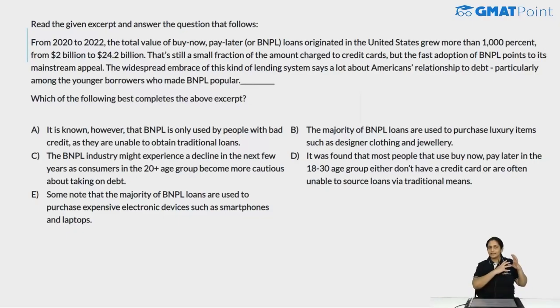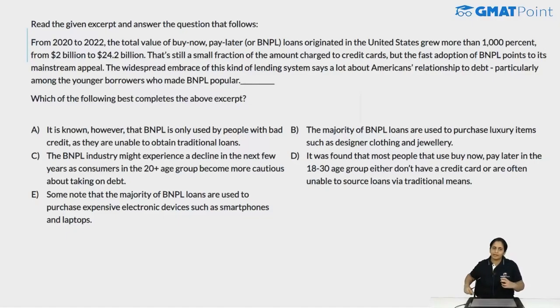So essentially, the entire paragraph is about the rising popularity of BNPL loans and how this points to Americans' relationship with debt. It is basically saying that this shows there is a demand for that particular type of loan among the younger borrowers who made BNPL popular. So it's a rising market that has been conveyed by this paragraph.